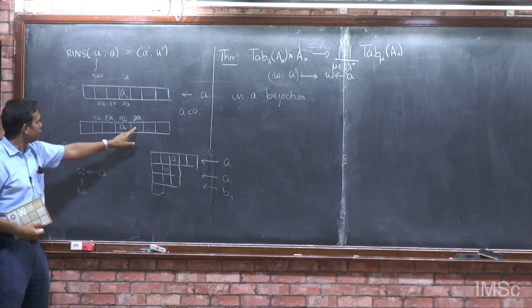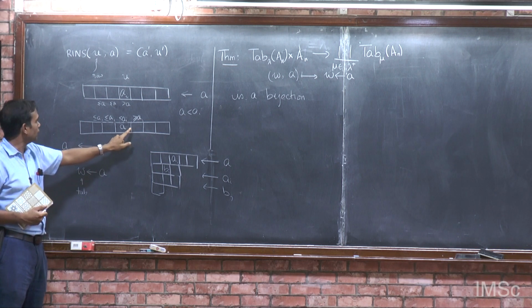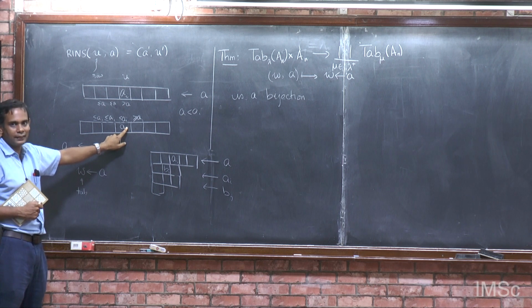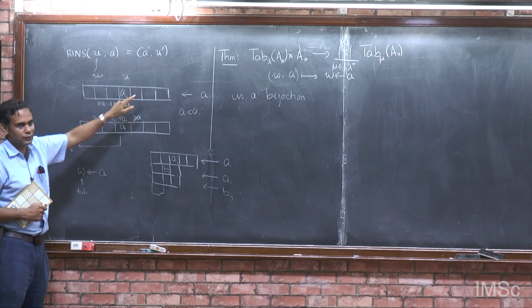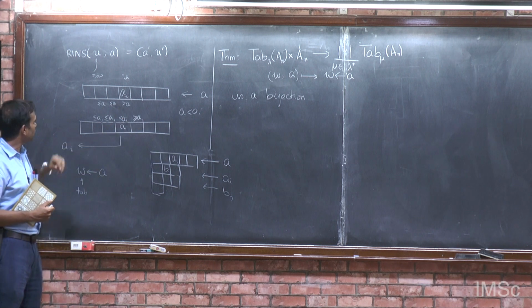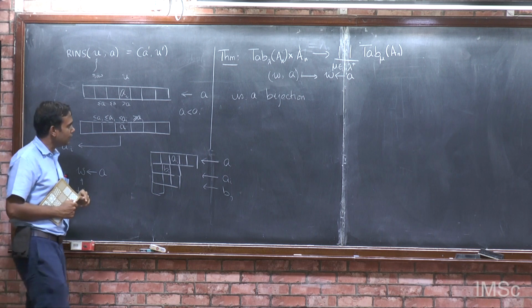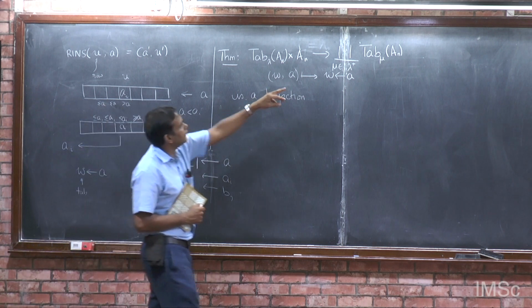So, I look for the leftmost position where I find a letter that is greater than or equal, no, I look for the rightmost position where I have something less than A I, and that would have been what was inserted. So, this process is reversible, and for that reason this thing is also reversible.